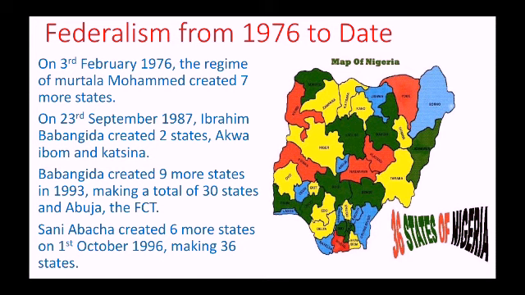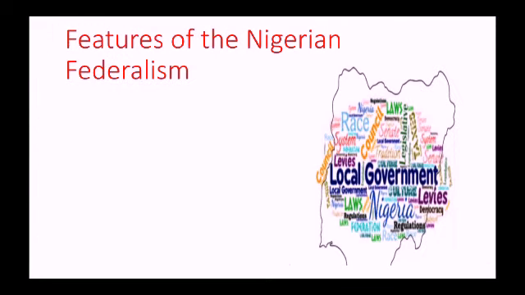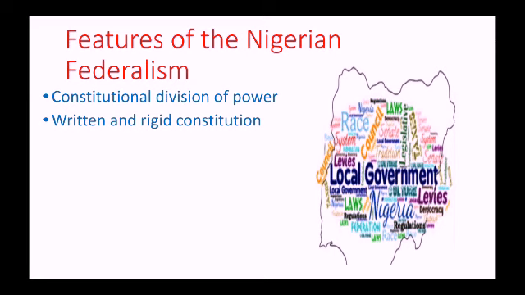Let's look at the features of Nigerian federalism. There are so many features of Nigerian federalism. One of them is constitutional division of power. Power has been divided between and among the various tiers of government. Again, there is a written and rigid constitution. Federal states more often than not operate with a rigid constitution.